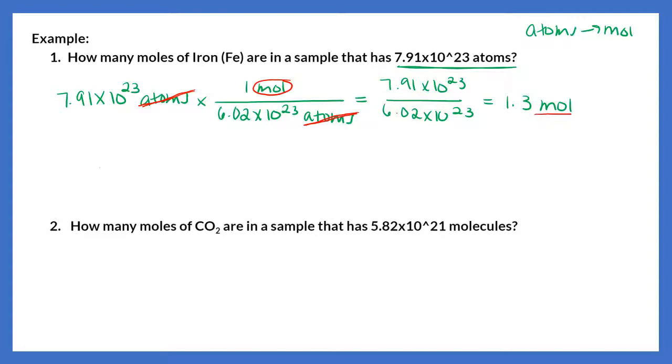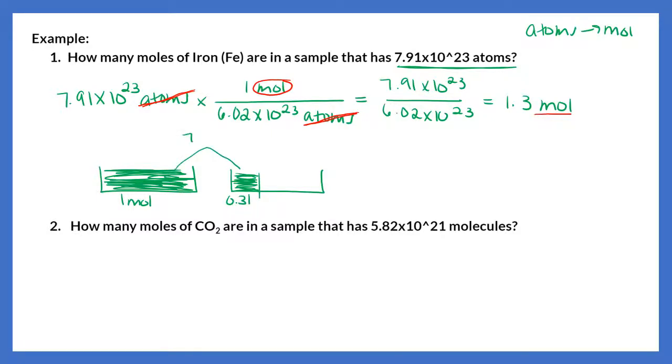So if I have my mole box, here are my mole boxes. We filled up my first mole box with atoms, and we filled up about 1/3 of the second mole box with atoms. So this is 1 mole. This is 0.31 moles. And together, that is 7.91 times 10 to the 23rd atoms.